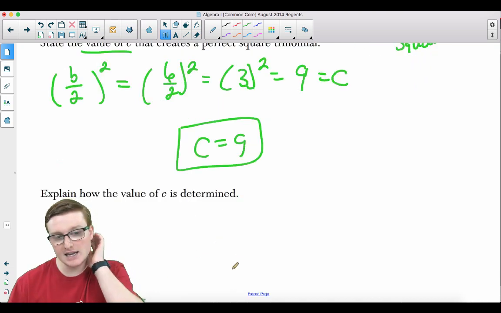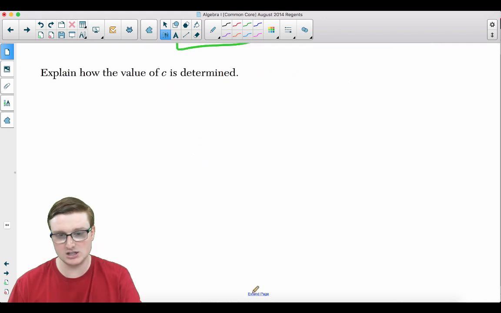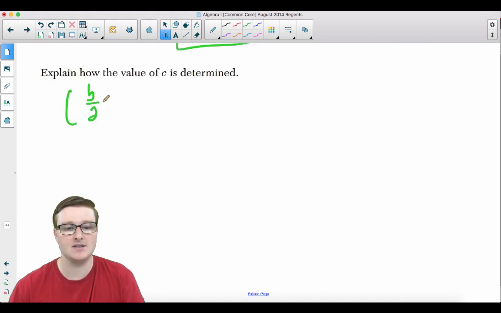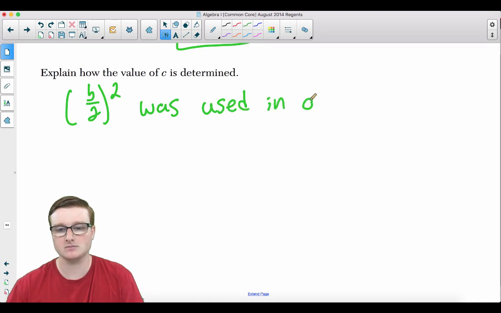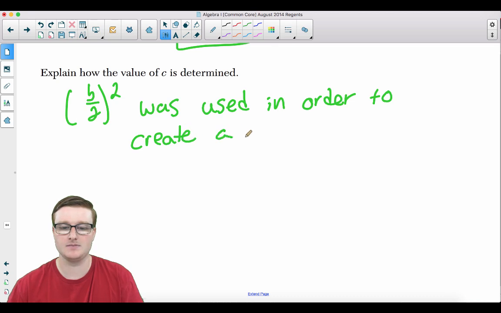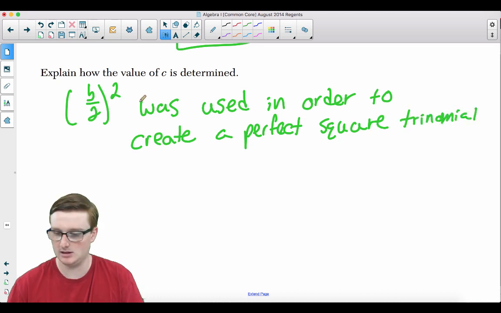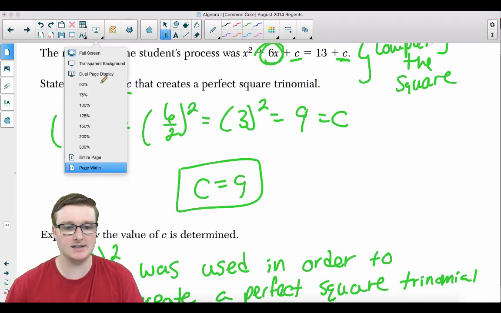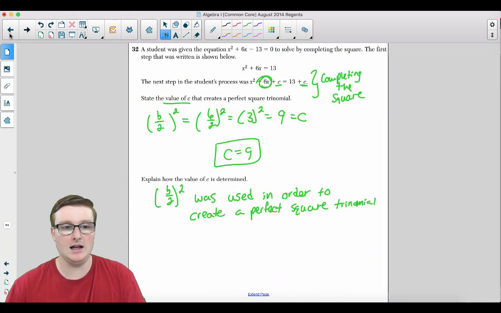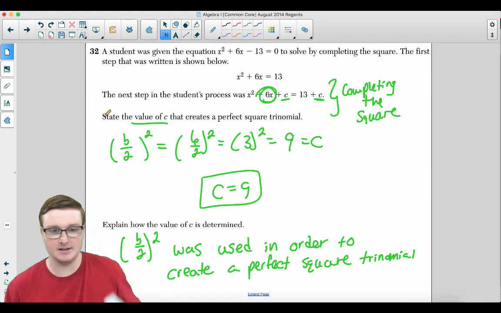Then it says explain how the value of c is determined. You could just say that b divided by 2 squared was used in order to create a perfect square trinomial. That would be perfectly acceptable on the exam. And that is how you do that question. Not too bad. All right, now we're moving on to the part 3s.